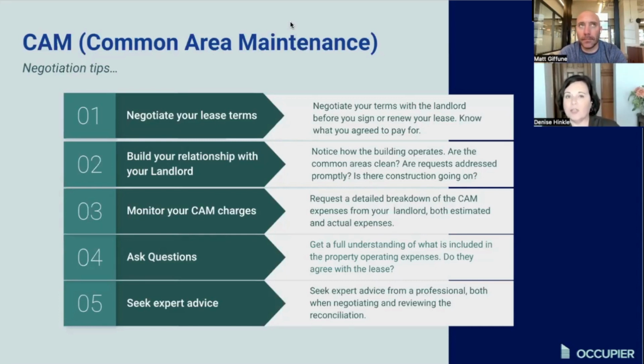And really, you're not asking for anything unreasonable here. You're just trying to make sure that you get it right.